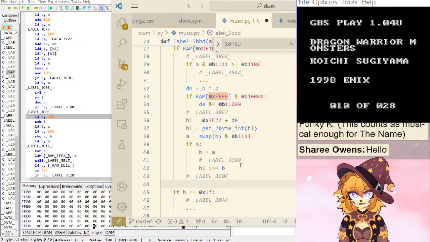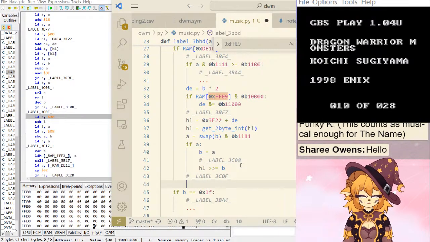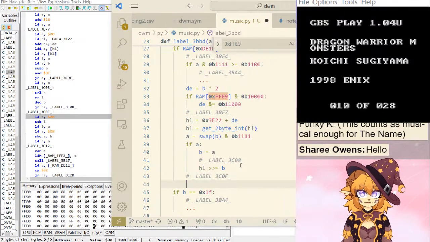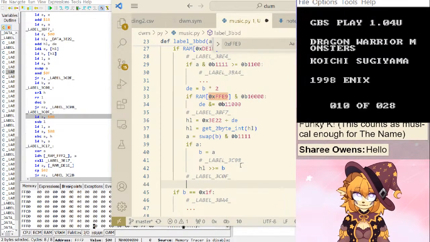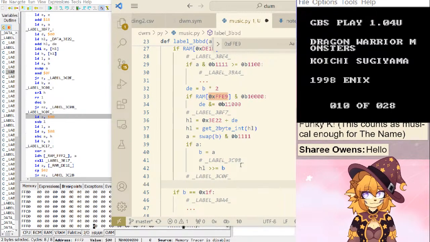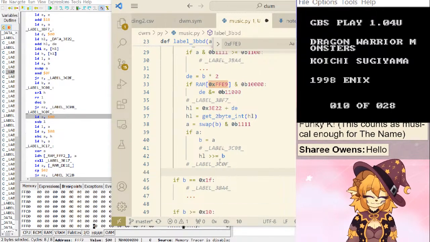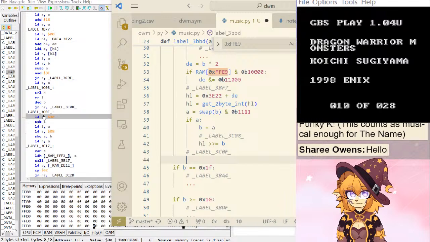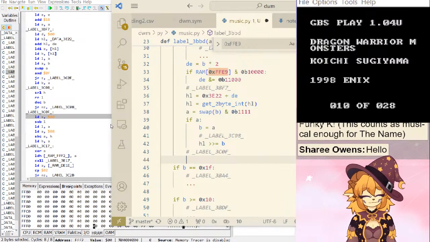Hey, Sherry, welcome. Good morning. Currently disassembling this function here, which eventually assigns the period of the note.